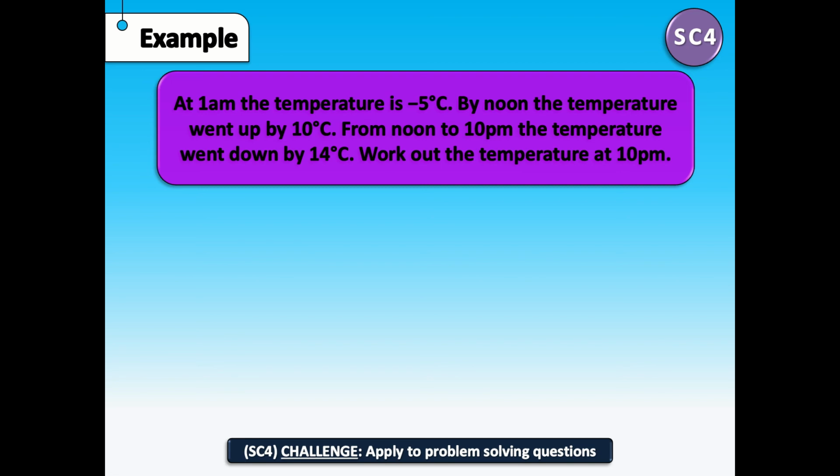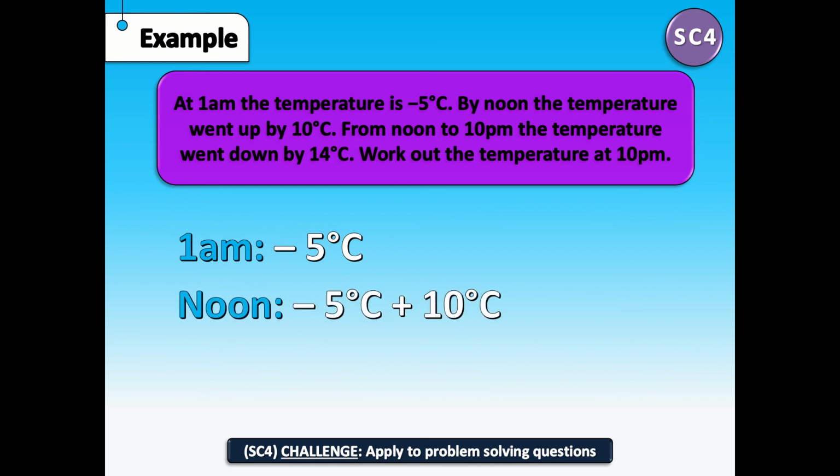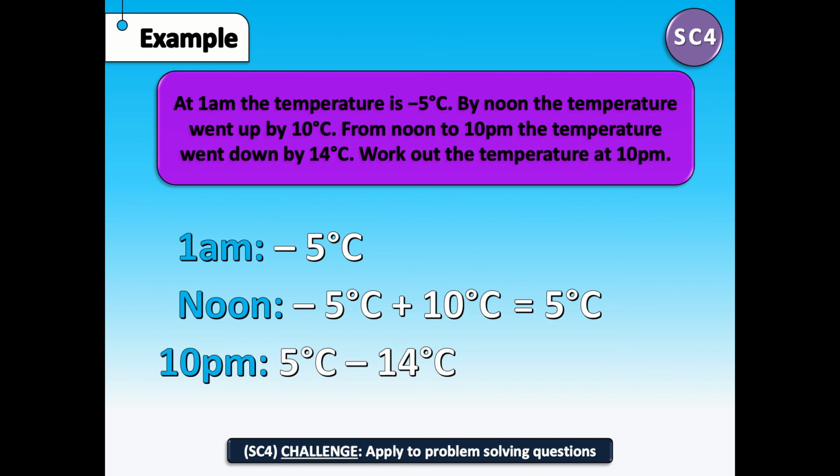So for this question, we're told at 1 AM the temperature is minus 5 degrees. By noon the temperature has gone up by 10 degrees, and from noon to 10 PM the temperature went down by 14 degrees. So now we want to work out the temperature at 10 PM. So at 1 AM the temperature is minus 5 degrees. By noon it's gone up by 10 degrees, so we need to add on 10 degrees to minus 5. So that would be 5 degrees. By 10 PM it's gone down by 14 degrees. So we take 14 off 5. So the answer is minus 9 degrees Celsius.